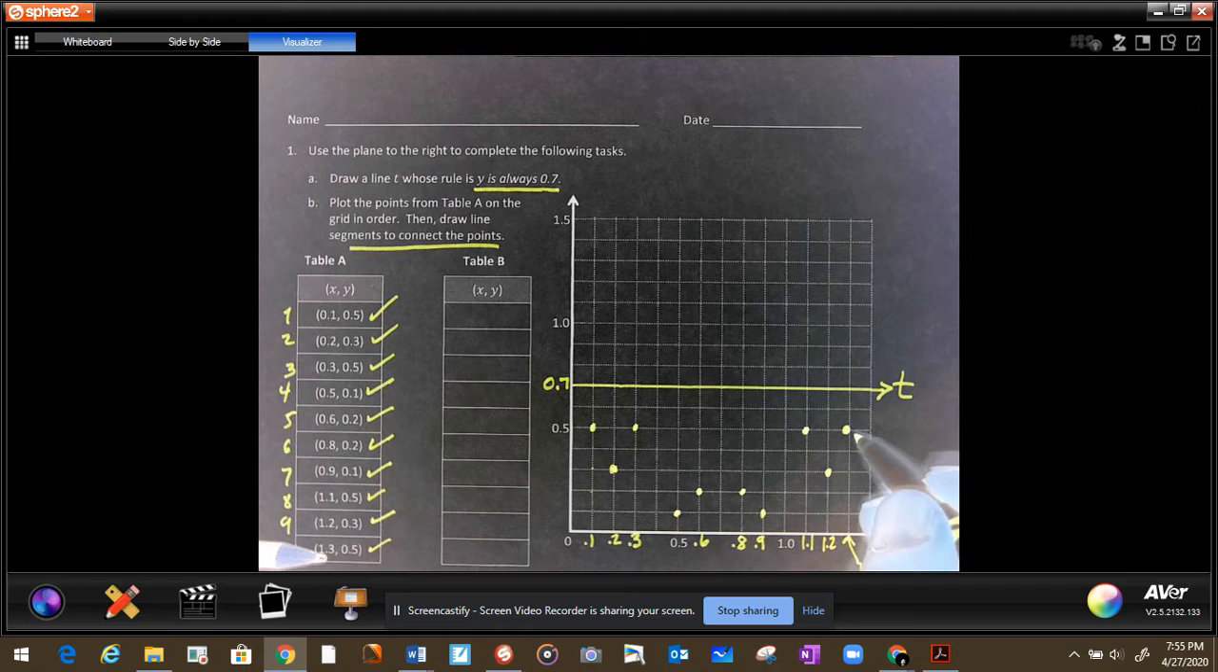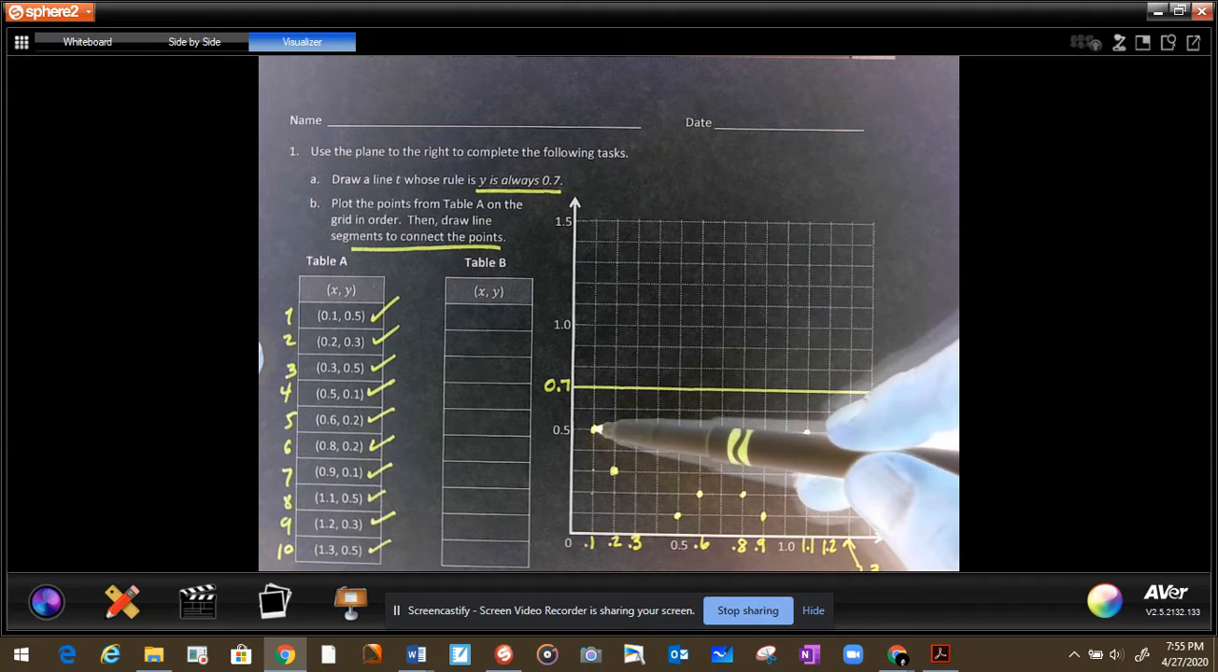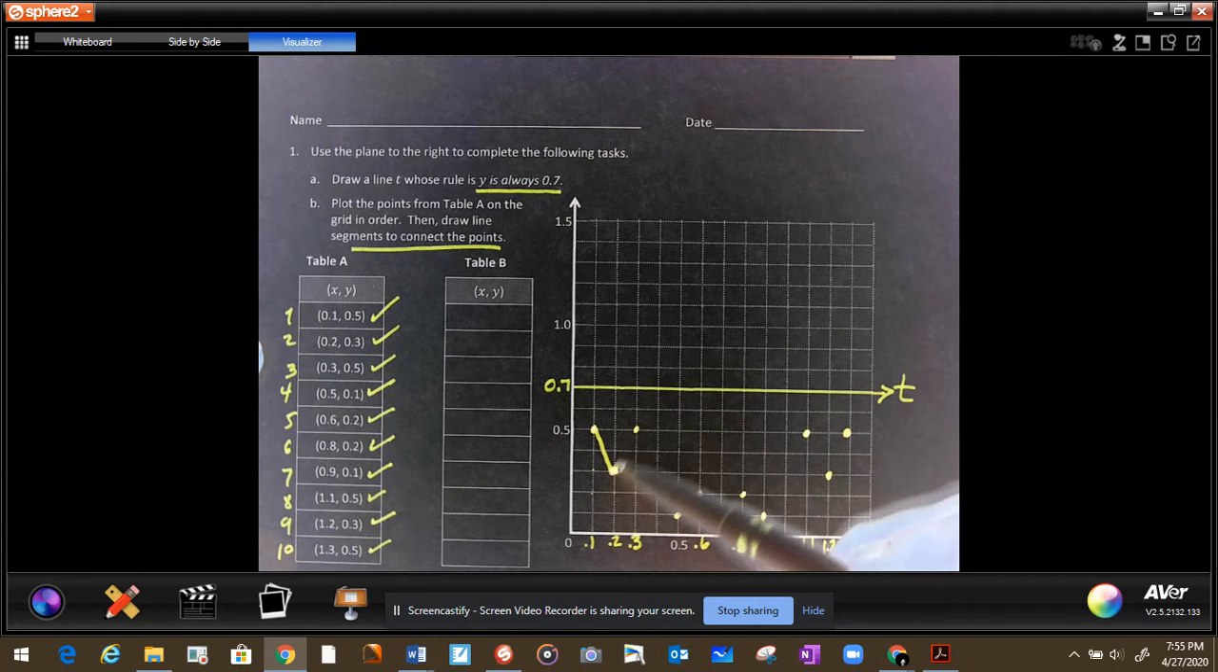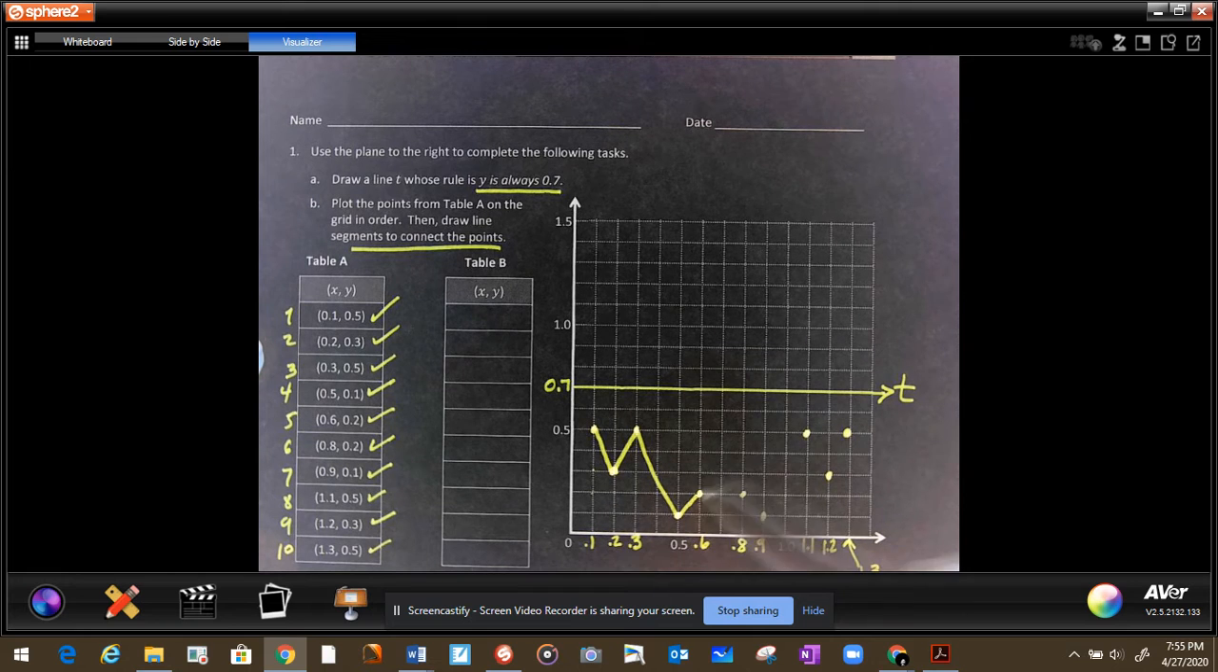Right there. Now, it told us to connect the lines, so we're going to connect them in order. So this is 1, that's 2, 3, 4, 5, 6, 7, 8, 9, 10. There you go. There is our shape.